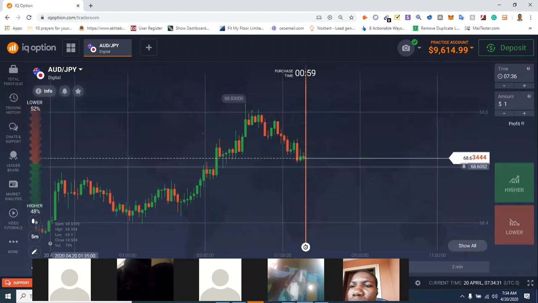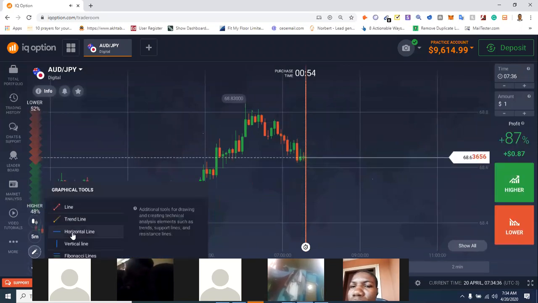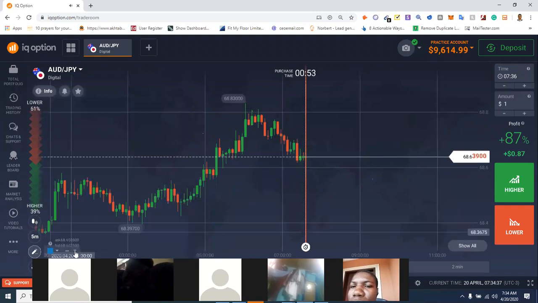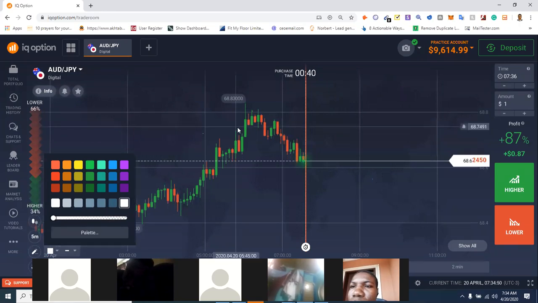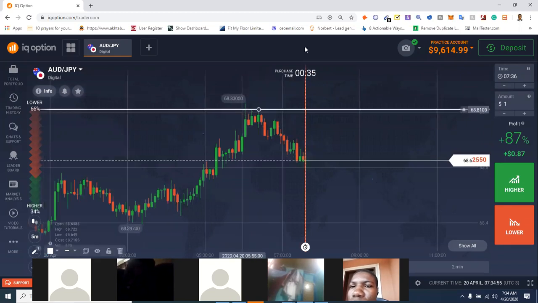Now, what do I do? I'll pick my graphical tool, horizontal. Like I said, I love it to be white and thick because of the background that I'm using. It's clear like that. And like I said, your support and resistance is a region, it's not a line. This region here, I'll show us the region. So I'm going to pick this place.